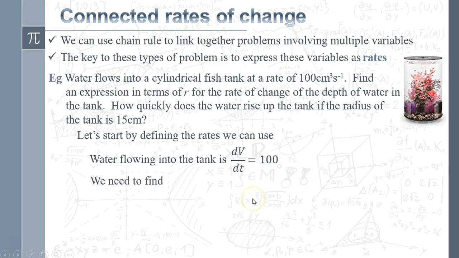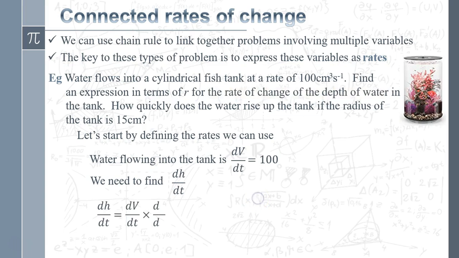The next bit we've got to figure out is what we're being asked to find, which is the rate of change of the depth of water in the tank. If we refer to the height of the water as h, that means we need dh/dt. How is the height of water in the tank changing over time? So we've got dV/dt, we need to find dh/dt, and we've got to connect these two things together with chain rule, so we need a third thing.